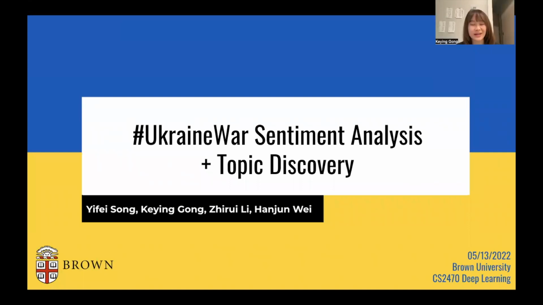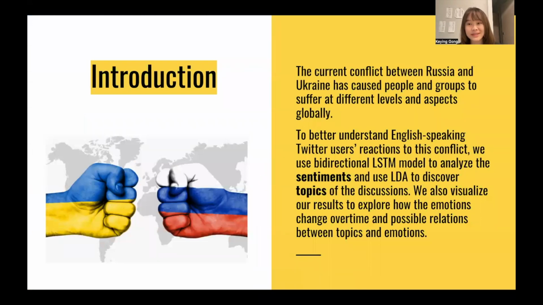Today we are going to analyze Ukraine war-related tweets using deep learning models. Since the beginning of this year, the conflict between Russia and Ukraine has drawn global attention. To better understand English-speaking Twitter users' reaction to this conflict, we use a bidirectional LSTM model to analyze the sentiments, and then use the LDA model to discover underlying topics that are governing the discussion. We also visualize our results to further explore how the emotions change over time and possible relations between the topics and the emotions.